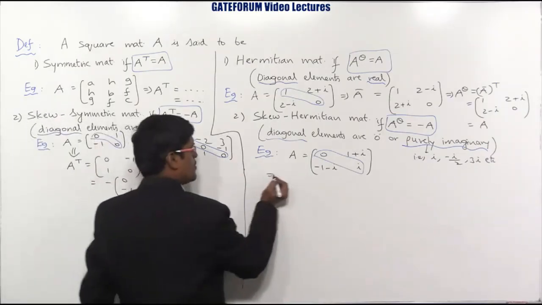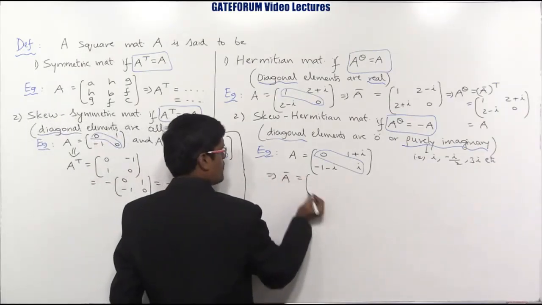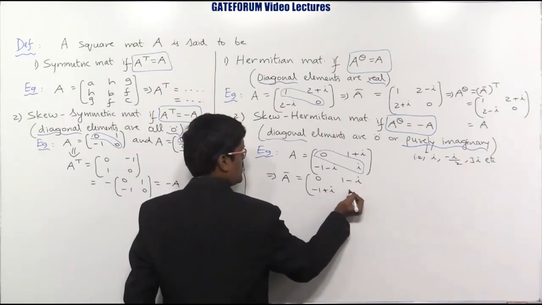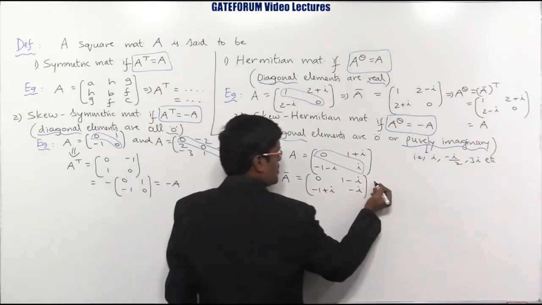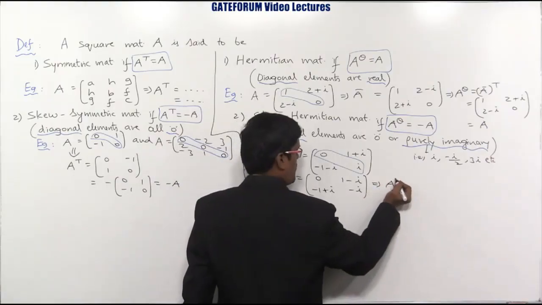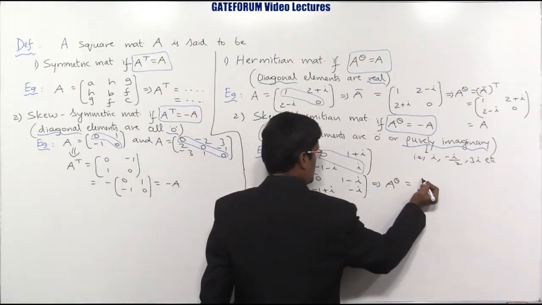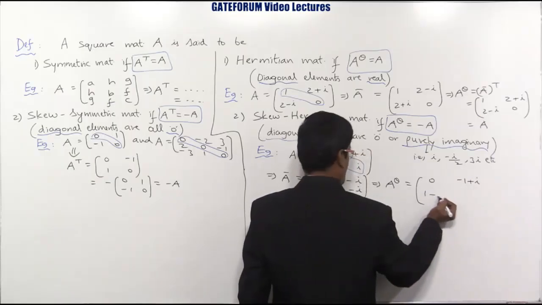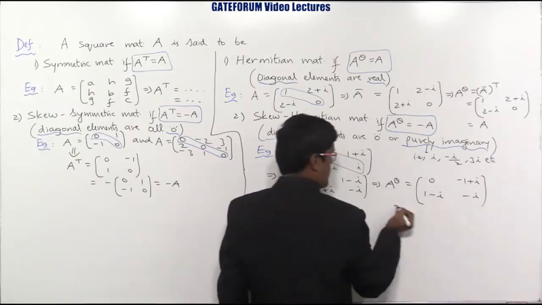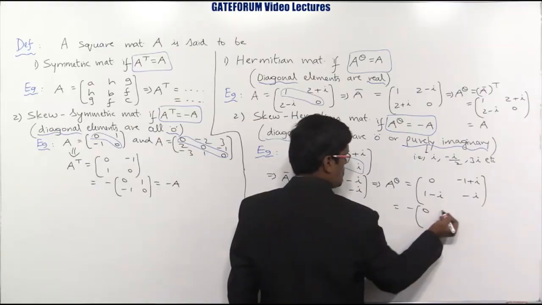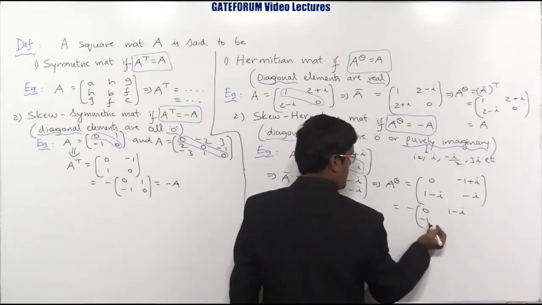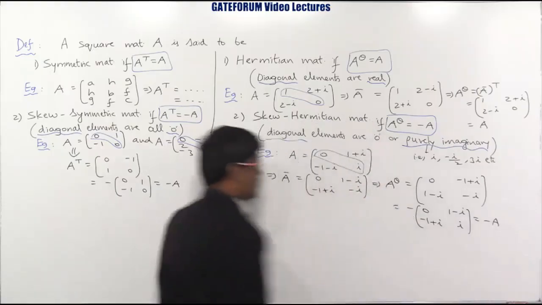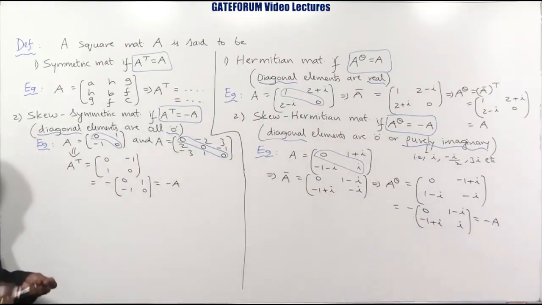So in this, A bar is [0, 1 minus i; minus 1 plus i, minus i], every element conjugated. And then A power theta, that is the transpose of this matrix, [0, minus 1 plus i; 1 minus i, minus i]. Take minus common, and minus into that matrix is [1 minus i, minus 1 plus i], which is nothing but minus A. We got that.